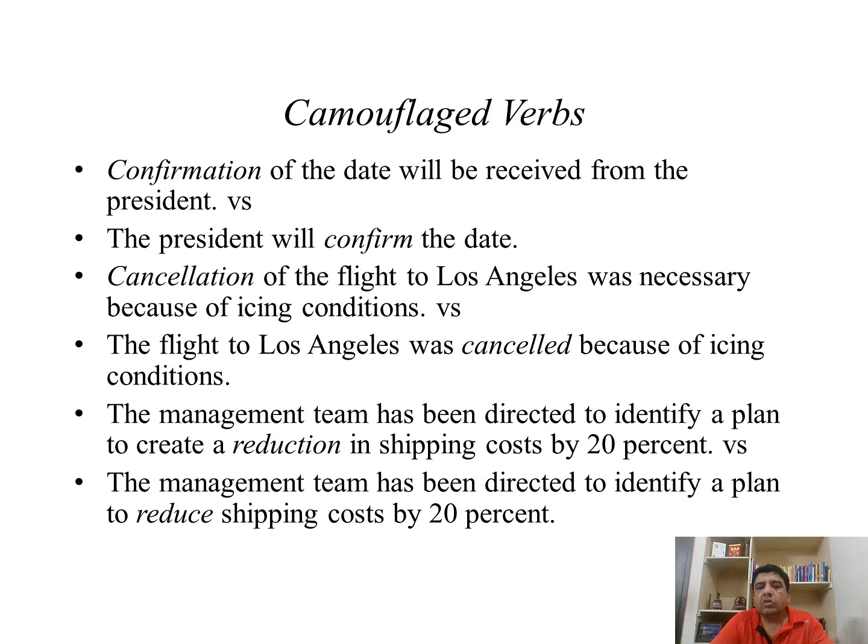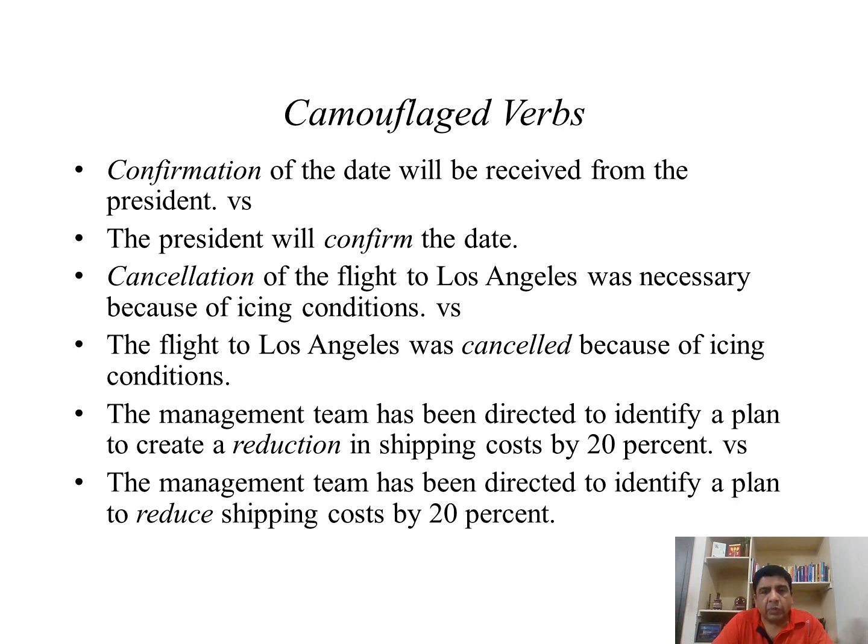Similarly, cancellation of the flight to Los Angeles was necessary because of icing conditions. The flight to LA was cancelled because of icing conditions. So cancellation again is a camouflaged verb. It's actually a noun, but it's the verb cancel camouflaged.